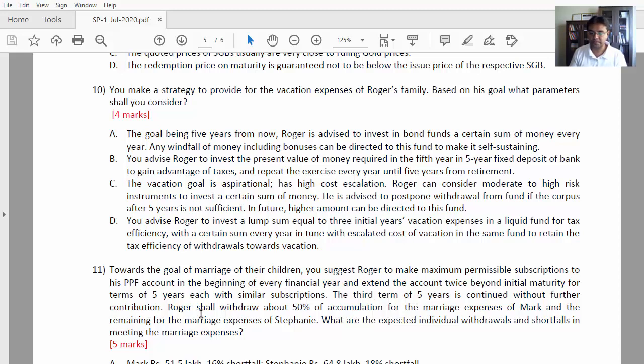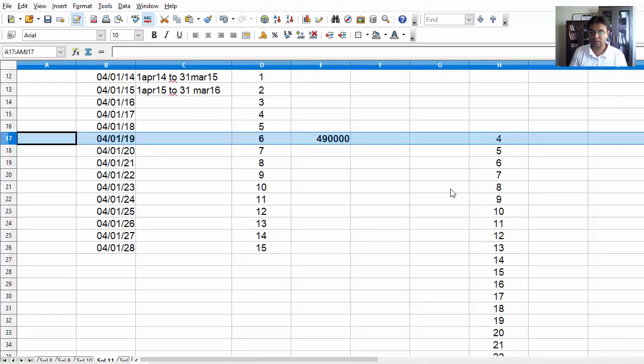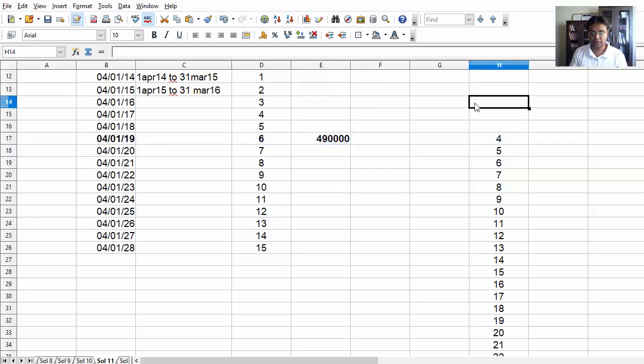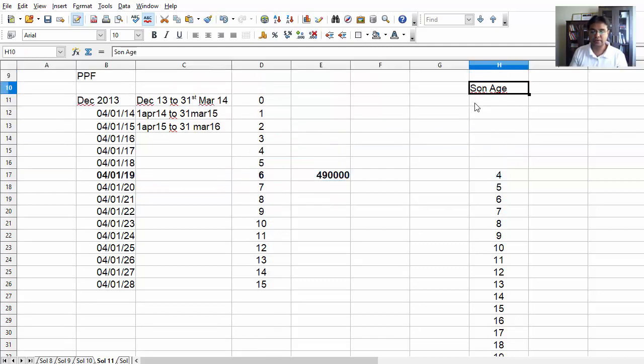Okay, now coming to the main point, Roger shall withdraw about 50% of accumulation for the marriage expense of Mark and the remaining for the marriage expense of Stephanie. What are the expected individual withdrawal and shortfall in meeting the marriage expense? Fine, so I'll move here. Okay, first let me do for the son.